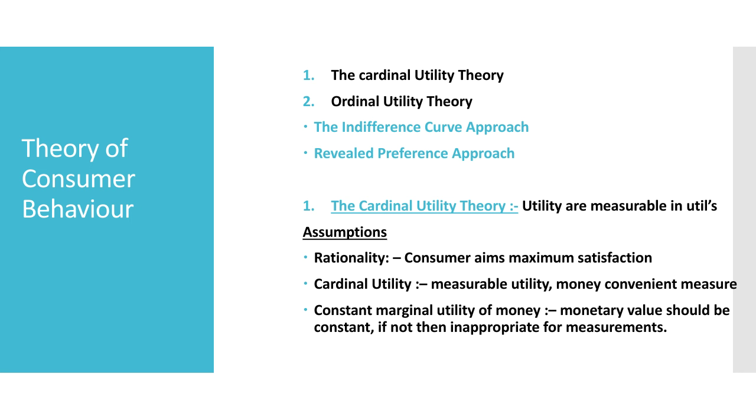First, rationality. Rationality means, as I have said earlier, that we want to maximize our satisfaction according to our preferences given our budget constraint or purchasing power. The second one is cardinal utility. It means utility is a measurable concept, and money is a convenient measurement unit of utility or satisfaction. The third one is constant marginal utility of money.